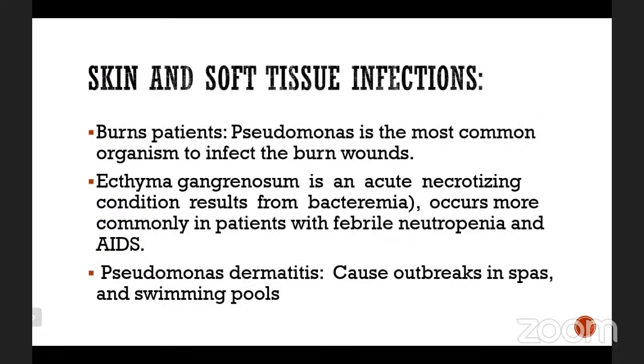Next one is the skin and soft tissue infection. In burn patients, Pseudomonas is the most common organism to infect the burn wounds. Ecthyma gangrenosum is an acute necrotizing condition that results from bacteremia. It occurs more commonly in patients with febrile neutropenia and AIDS. Pseudomonas dermatitis causes outbreaks in spas and swimming pools.